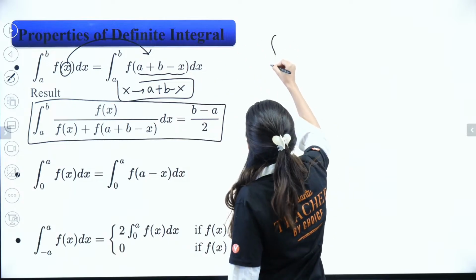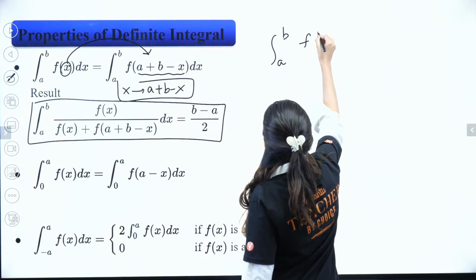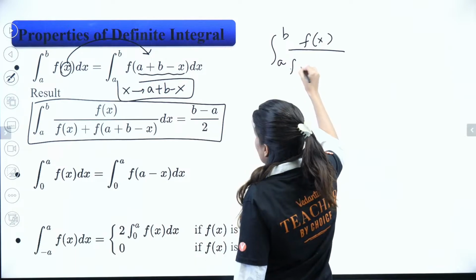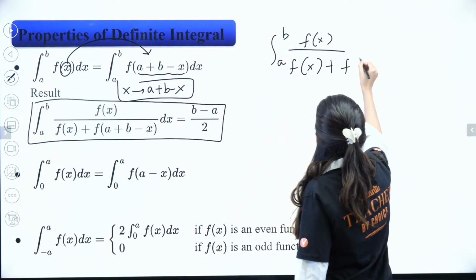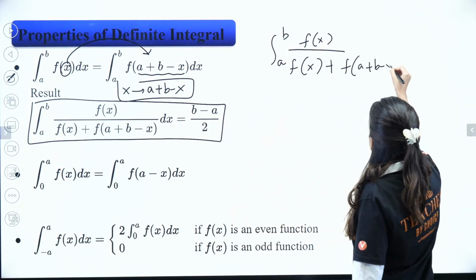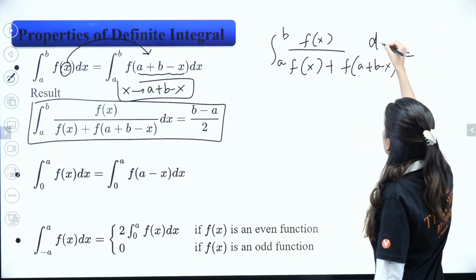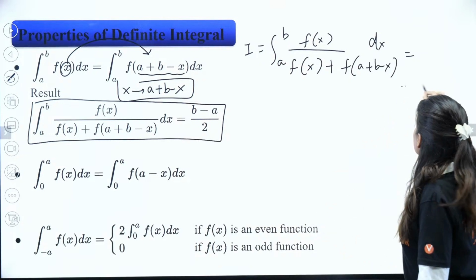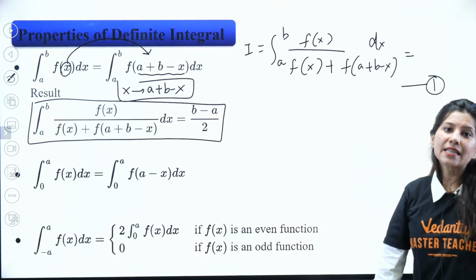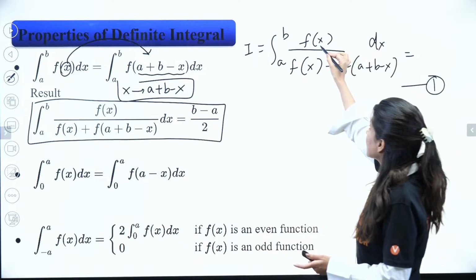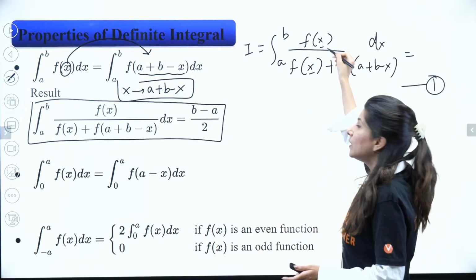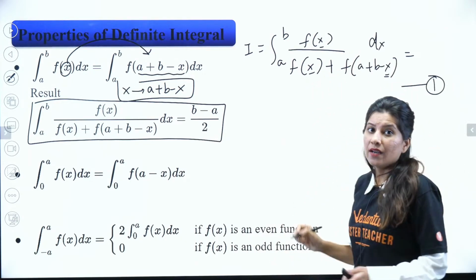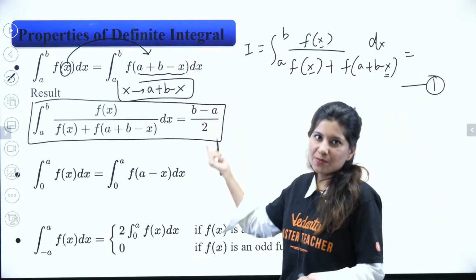So over here, integral a to b, f of x upon f of x plus f of a plus b minus x is what you need to figure out. Okay. So let us suppose this is your I. Now this is the first equation. I'll be applying King's property. That means this x, both the x and also this one as well will get replaced by a plus b minus x.